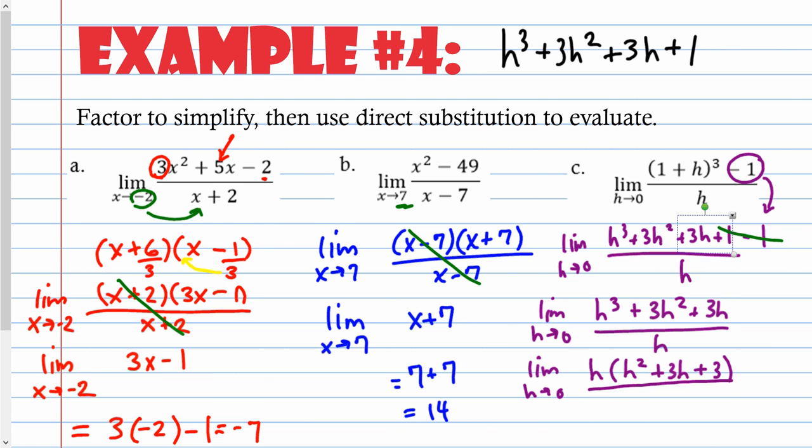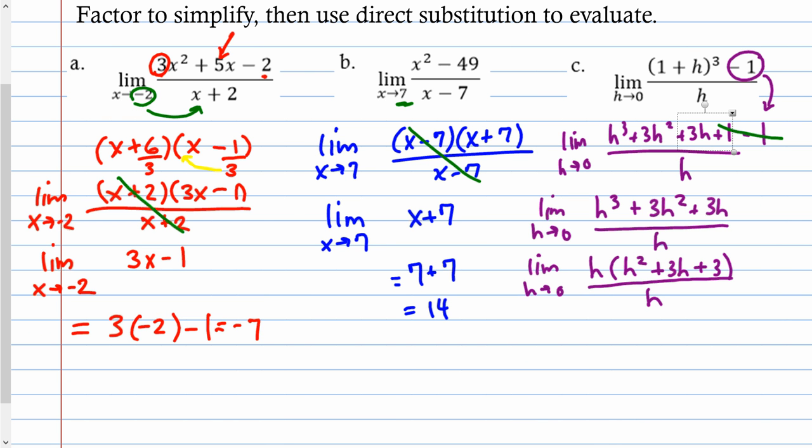So all divided by h, sorry. Okay, so voila, because h divided by h equals 1, those cancel out, and now I have the limit as h approaches 0 of just h squared plus 3h plus 3. And now this is okay for me to do direct substitution. Plug in the 0, I get 0 squared plus 3 times 0 plus 3, which means my answer is just 3.